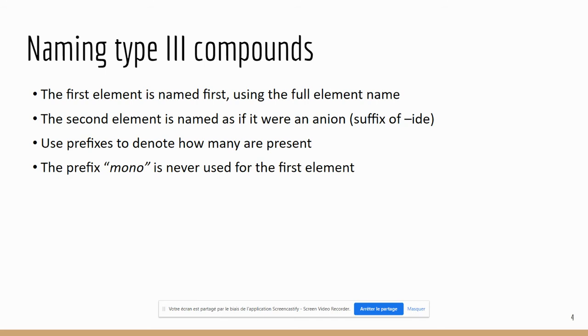I'm going to put those on the next slide in case you don't already know them. But we don't use the prefix mono just for the first element, but you will for the second. So dihydrogen monoxide. But if instead of H2O, it was written as OH2, it would be oxygen dihydride. I wouldn't use mono for the first one.